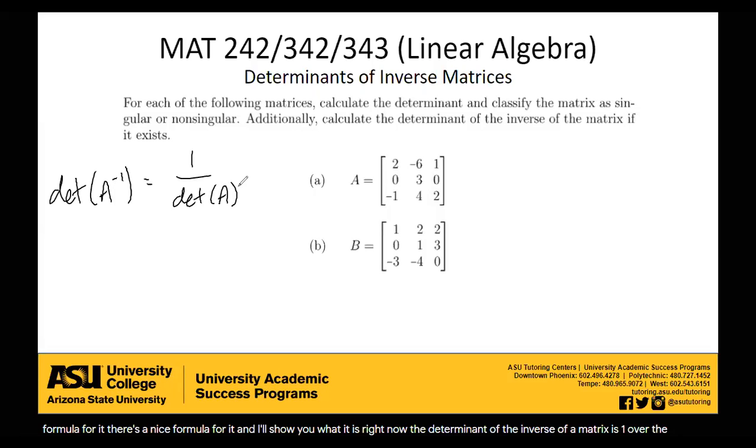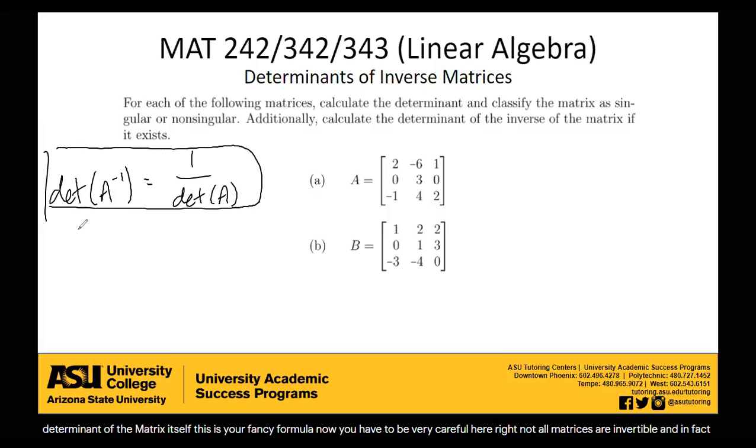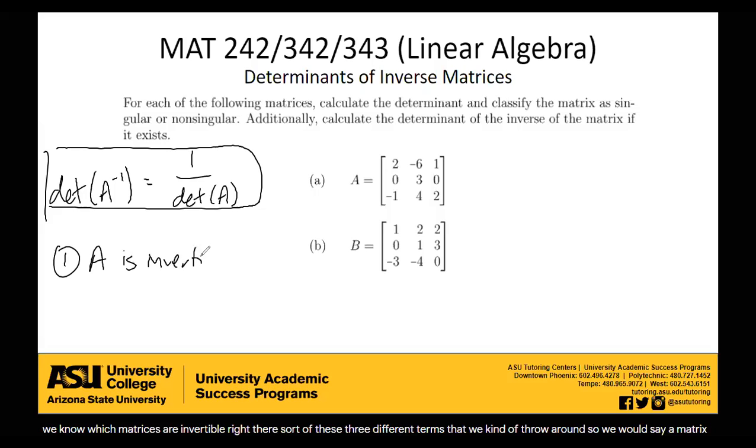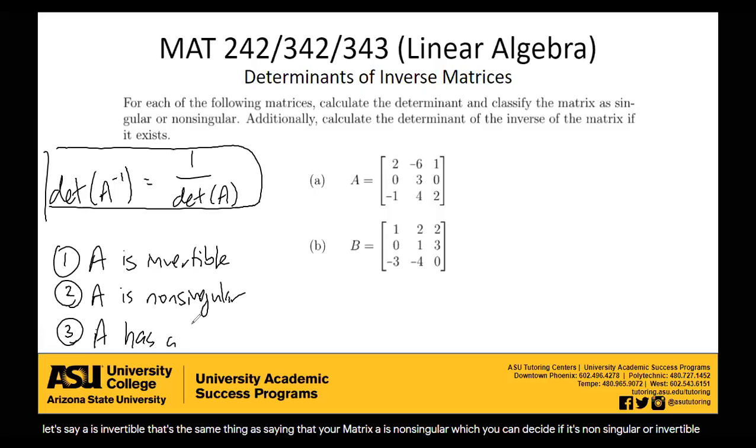Now, you have to be very careful here, right? Not all matrices are invertible. And in fact, we know which matrices are invertible. There are three different terms that we throw around. So we would say a matrix, let's say A, is invertible. That's the same thing as saying that your matrix A is non-singular, which you can decide by showing that A has a non-zero determinant.